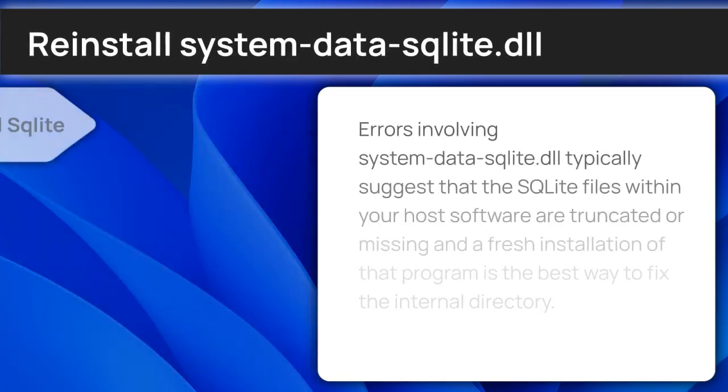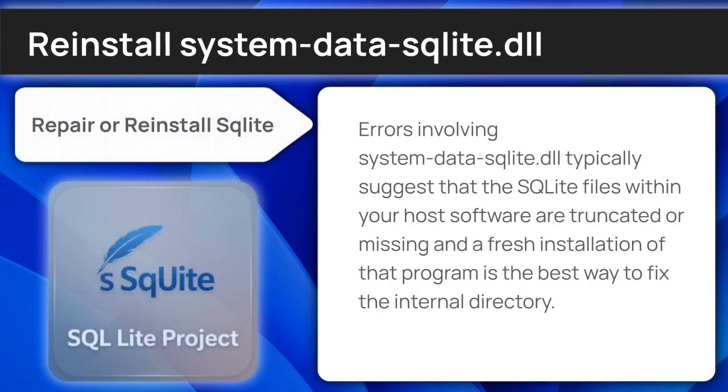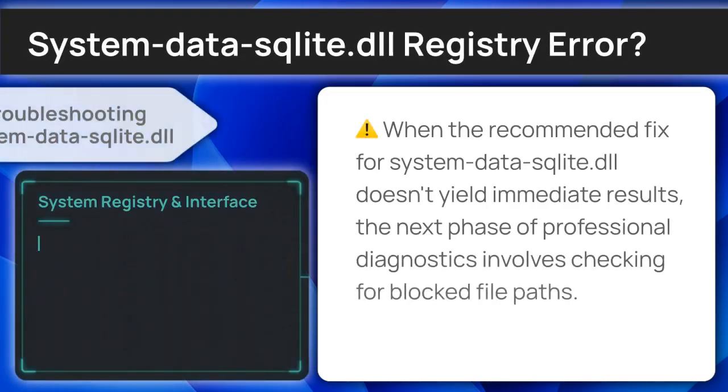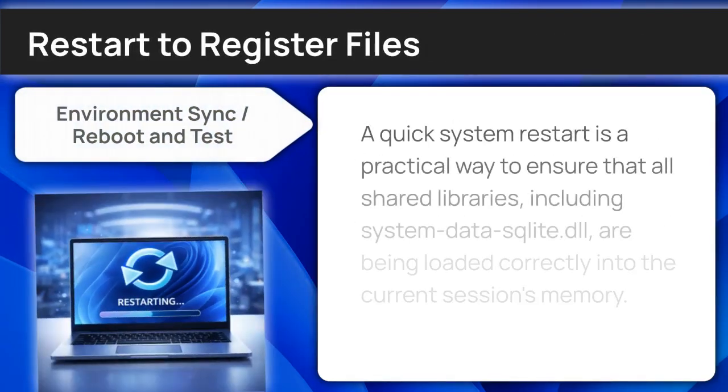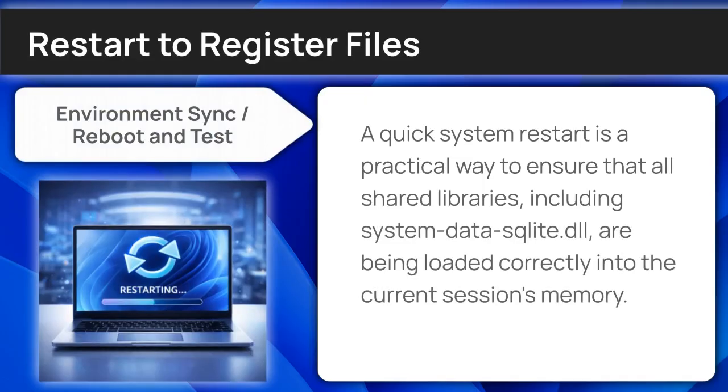Errors involving System-data-sqlite DLL typically suggest that the SQLite files within your host software are truncated or missing, and a fresh installation of that program is the best way to fix the internal directory. If you're still finding yourself stuck after the reinstall, our next priority is to check for any active blocks in the system path. A quick reboot can determine if the error is transient. While it won't fix a deleted file, it can re-establish the connection between your software and the System-data-sqlite file if the path was temporarily busy.